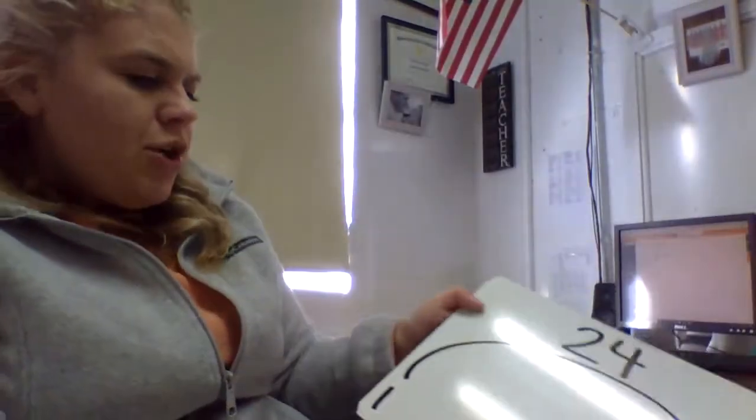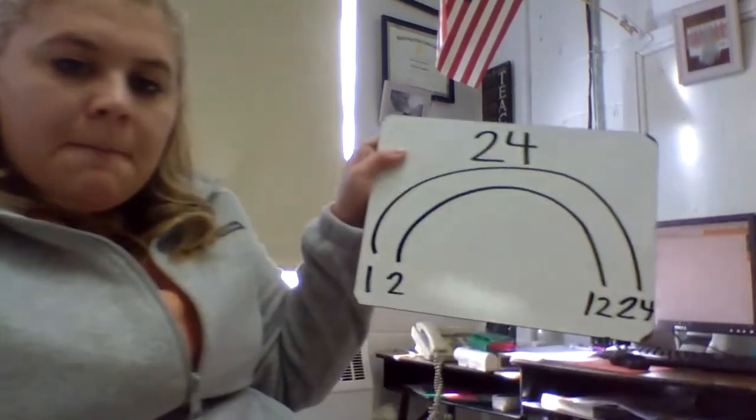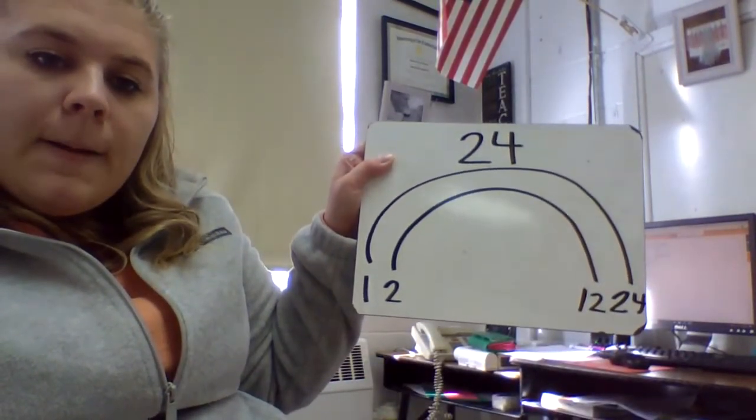Now I'm going to try 2. 2 times what equals 24? I know 24 is a multiple of 2. It is 2 times 12. So I've got 1 and 24. I've got 2 and 12.